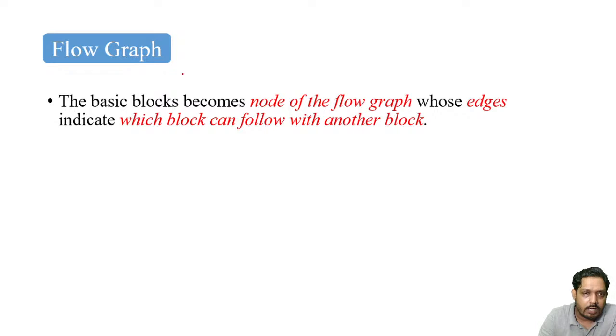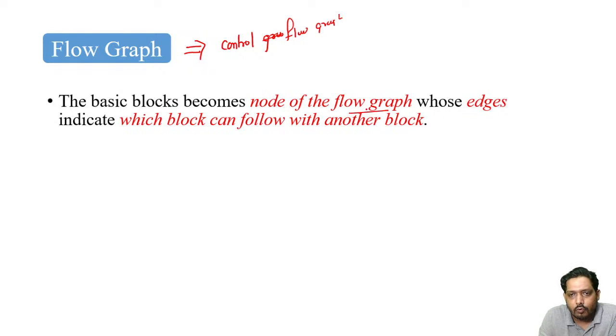Then we will translate this into a control flow graph. So by definition, what is a flow graph or control flow graph? In this, both are different. The basic blocks become the nodes of the flow graph. To understand the flow graph, you need to find the basic blocks, and each basic block will become one node of your flow graph.